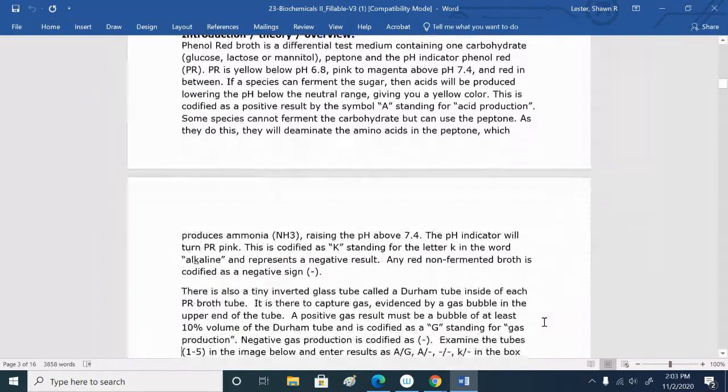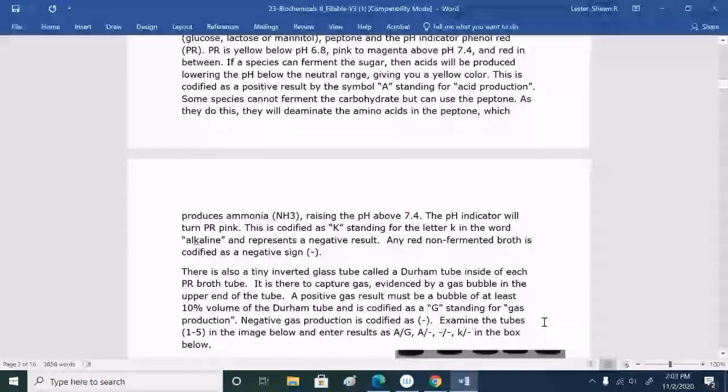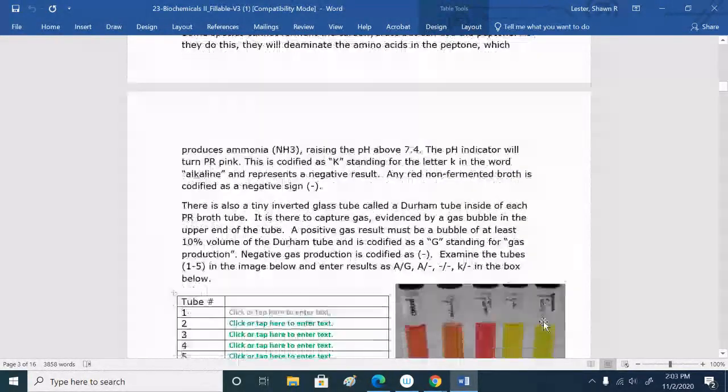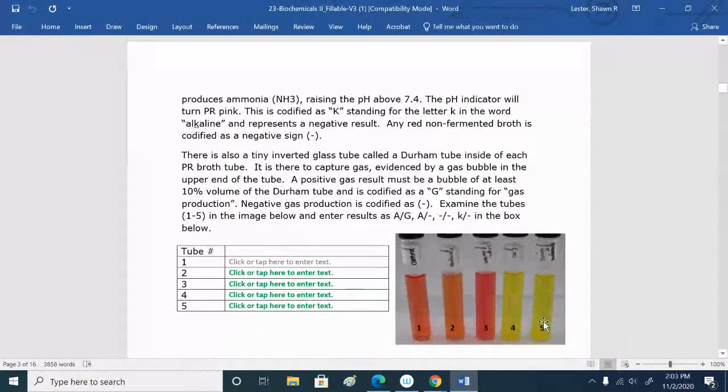Now what we're going to do is look at some tubes, and we're going to score them. A is acid, G is gas. A negative means there's no acid or no gas. But if there's a higher pH and you see a pink tube, we'll use a K just to indicate that it's alkaline, that it's basic. So here we have 5 carbohydrate fermentation tubes.